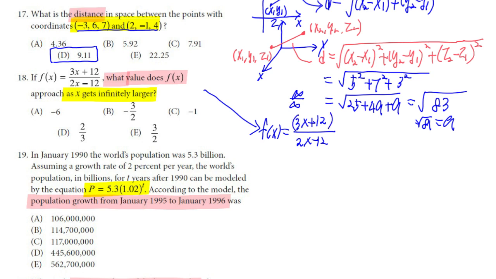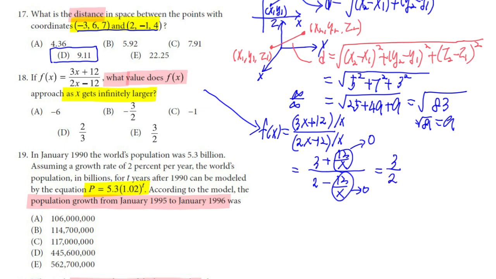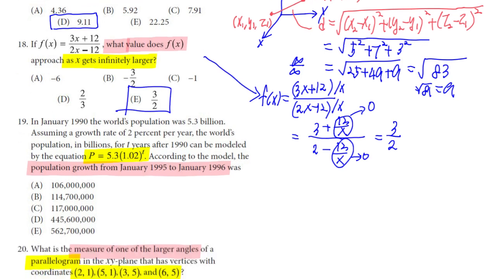In this case, you can divide numerator and denominator by x. Then you have 3 plus 12 over x and 2 minus 12 over x. Is that correct? Now, when x approaches infinity, we know that this will approach 0. This will also approach 0. So we can find the answer very quickly, right? 3 over 2 here. Now, next question.